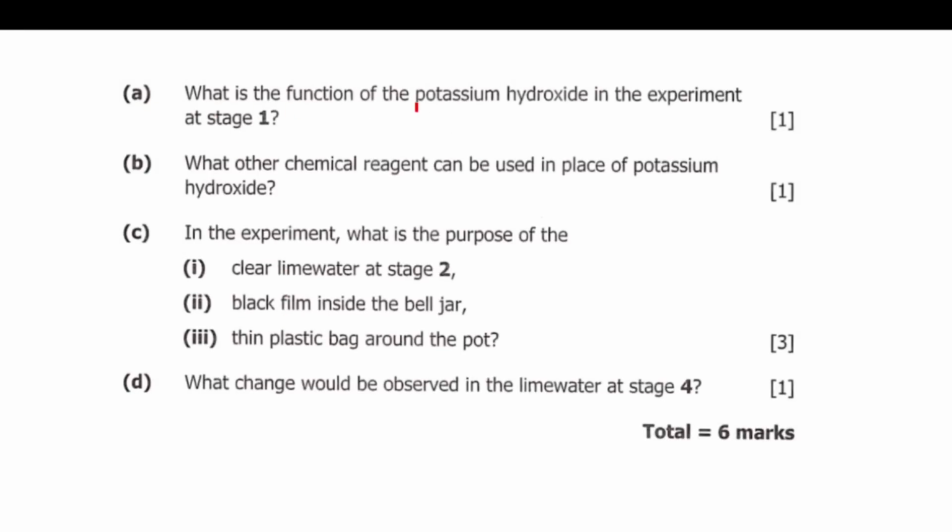A. What is the function of the potassium hydroxide in the experiment at stage 1? B. What other chemical reagent can be used in place of potassium hydroxide? C. In the experiment, what is the purpose of the 1. Clear lime water at stage 2, 2. Black film inside the bell jar, then 3. Thin plastic bag around the pot. D. What change could be observed in the lime water at stage 4?